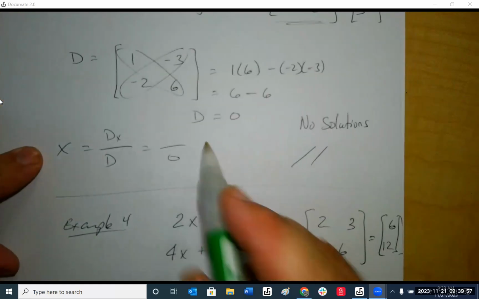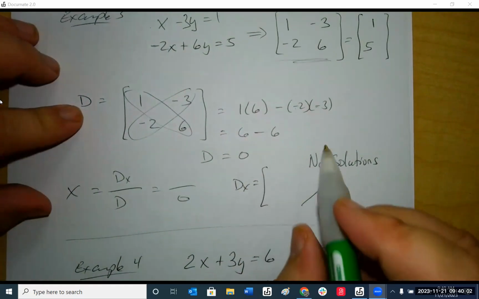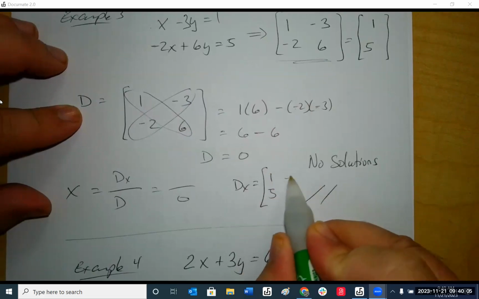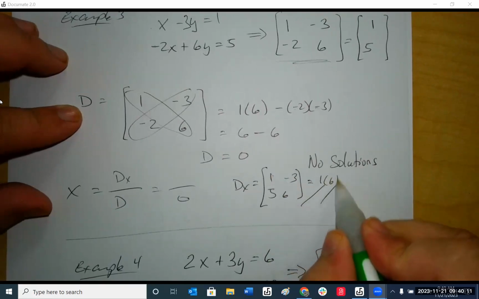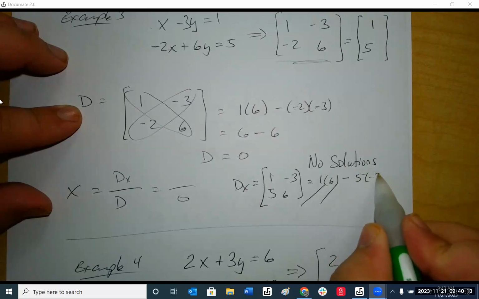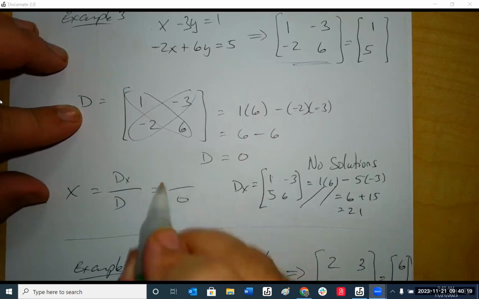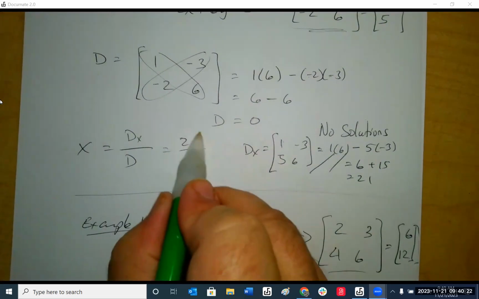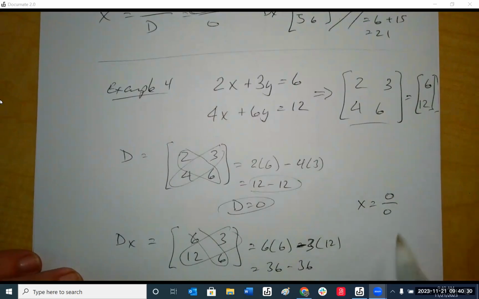What would my dx be over here? So I put my answers. 1 times 6. 5 times negative 3. So we have 6 plus 15 is 21. So if you have a number on top and a 0 on the bottom, it's parallel. If you have a 0 over 0, then it's the same line. Infinite solutions.